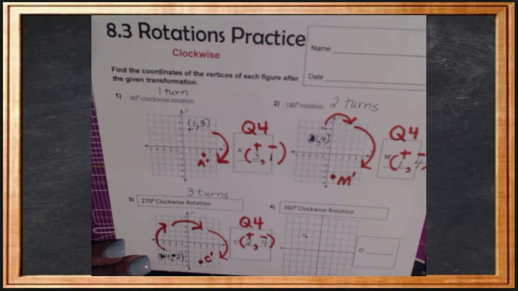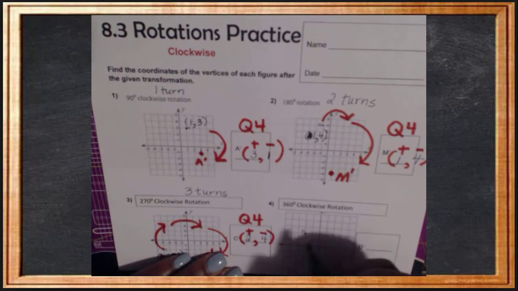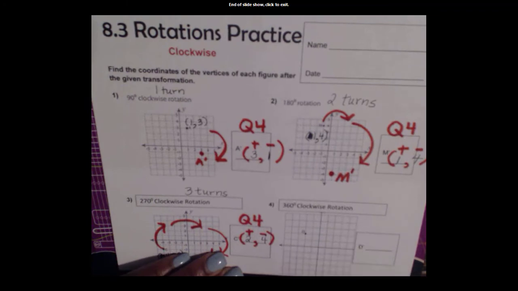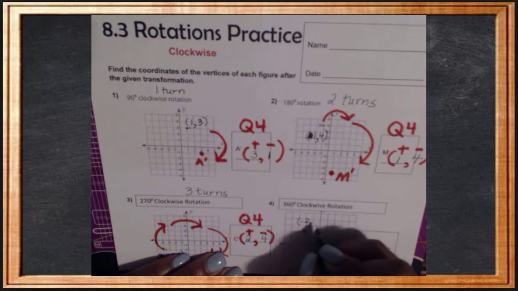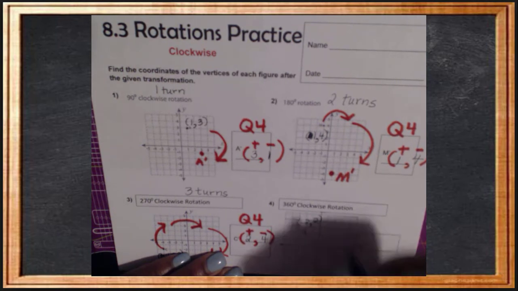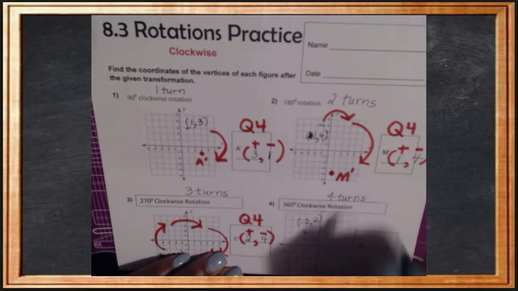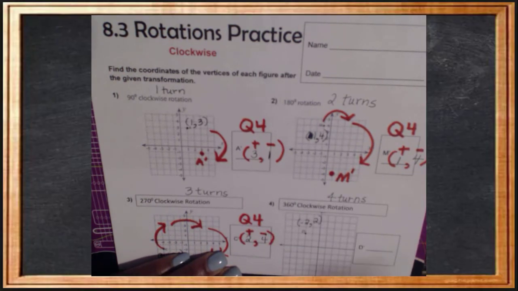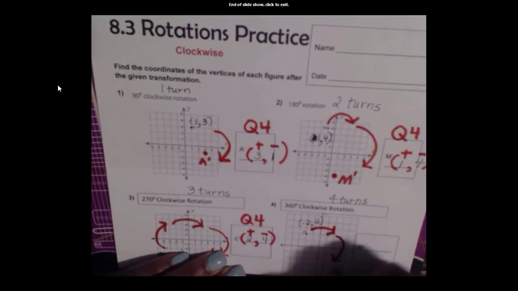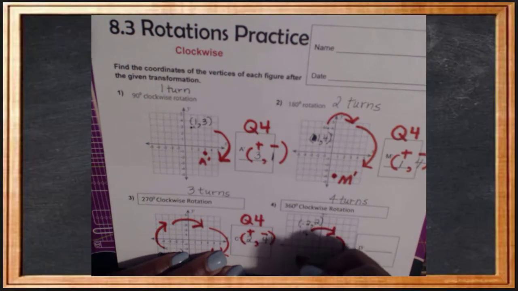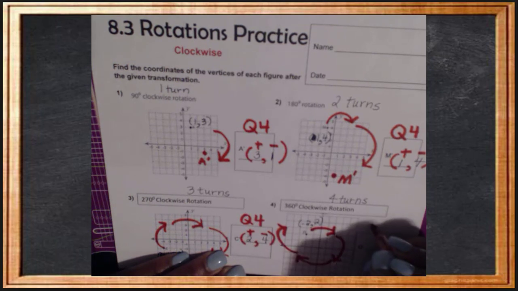Last but not least, number 4, we're doing a 360-degree clockwise rotation. We're looking at point D. The ordered pair for D is negative 2, positive 2. So for this 360-degree rotation, it is 4 turns. Clockwise means we're going to the right. So let's go ahead and turn this. 1 quadrant turn, 2 quadrant turns, 3 quadrant turns, and 4 quadrant turns. So this time I'm going to end up in quadrant 2.